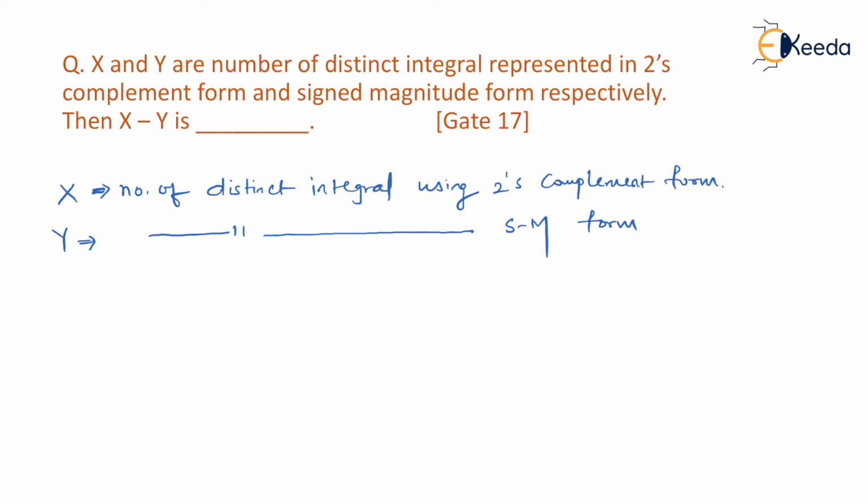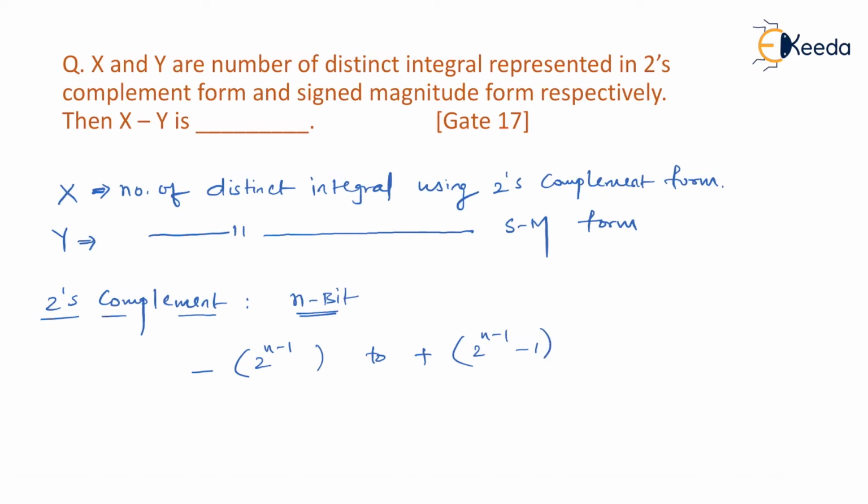So let us recall the 2's complement method. You know that if, let's say, it is n bit, then you know how to write the range, that is minus 2 raised to n minus 1 to positive 2 raised to n minus 1, minus 1. So we know that this indicates the maximum negative number and this indicates the maximum positive number. So for example, let us assume n equal to 3.